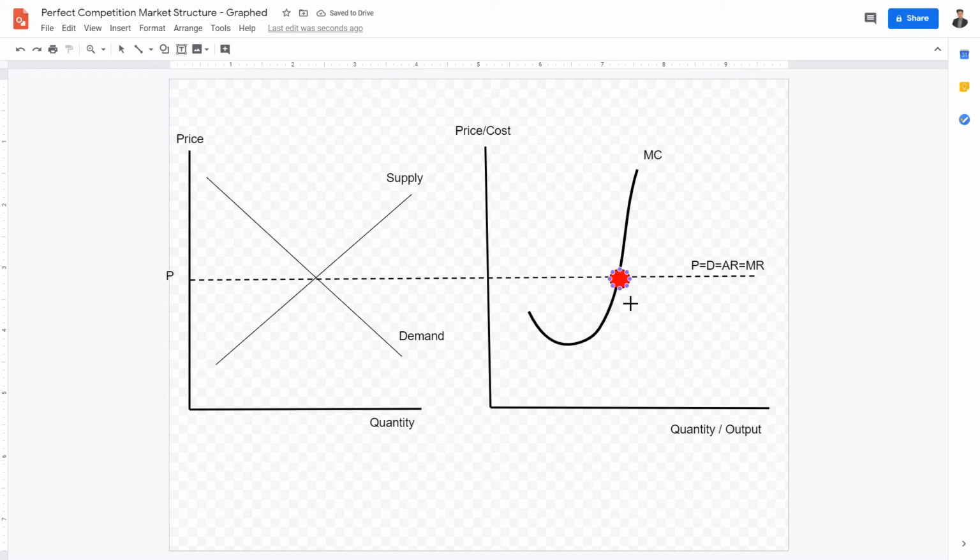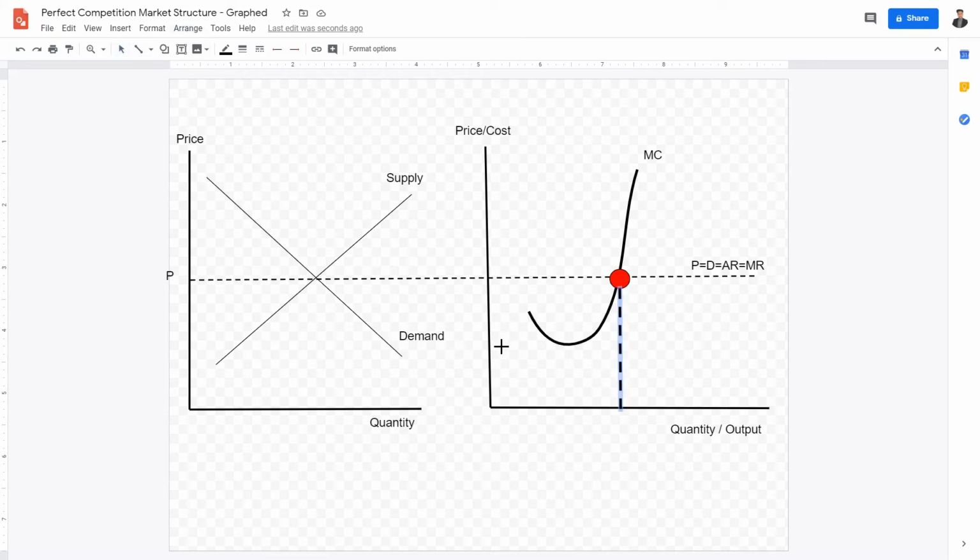The red dot right here is the quantity and price at which firms want to produce in order to maximize their profit. Okay, so the price is of course set by the free market equilibrium. However, the quantity is right here, that of which firms want to produce in order to maximize their profit. And of course, most firms are profit maximizing.